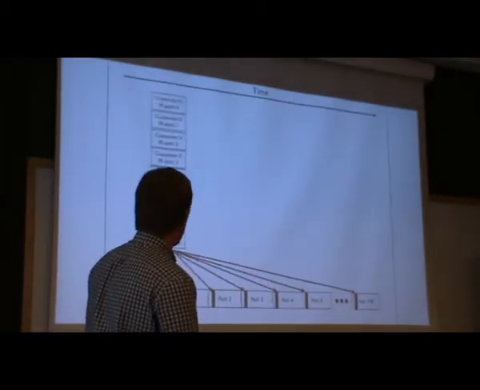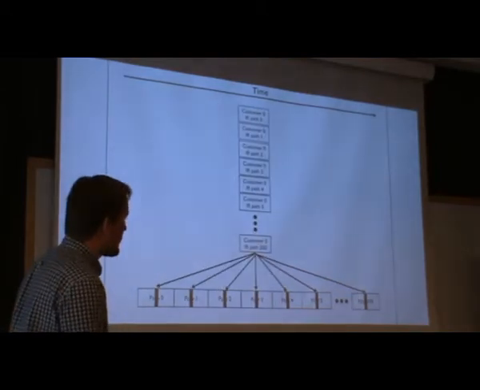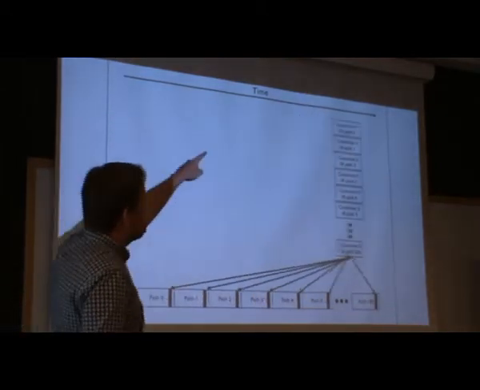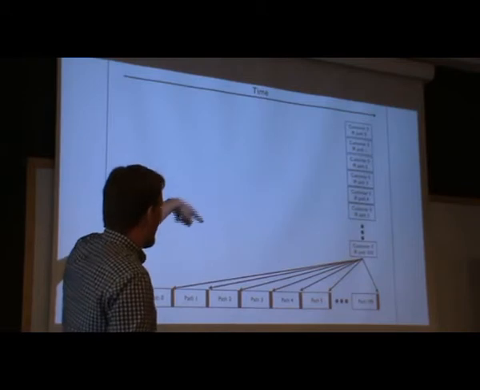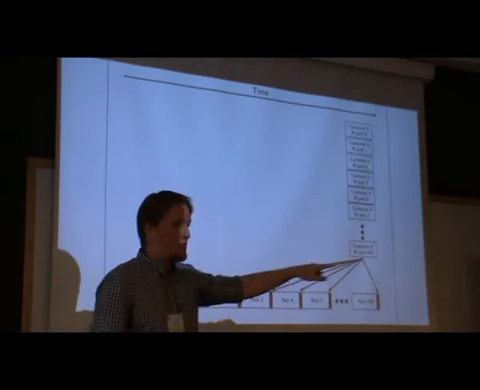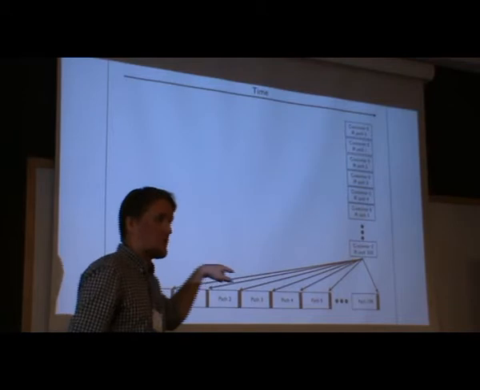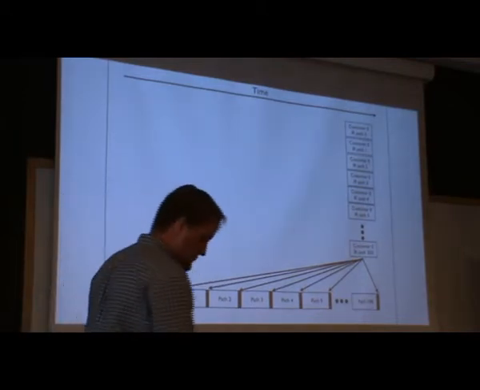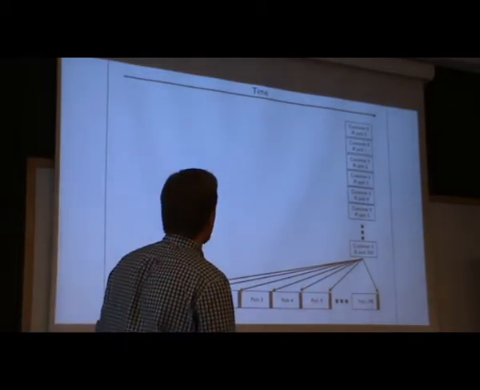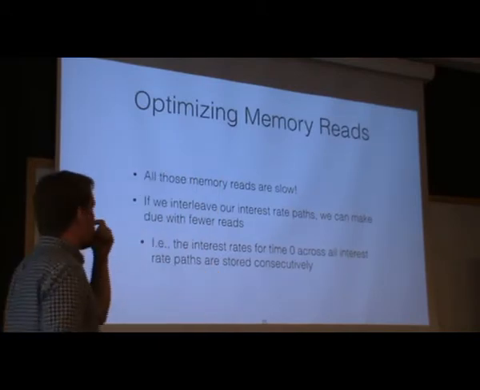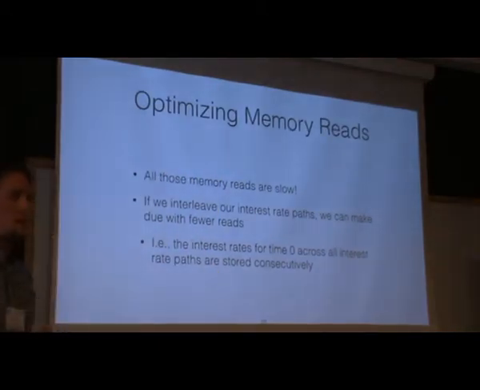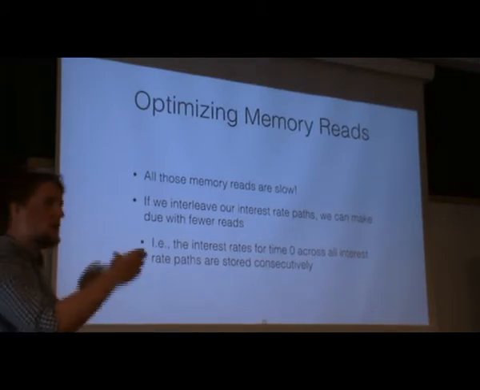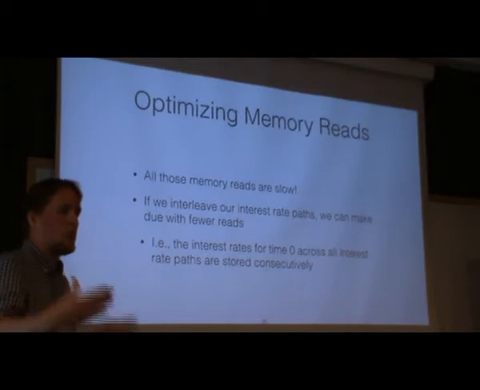So the execution looks something like this. And you might already be able to see the problem, because it's the same customer but different interest rate paths. We have to read a lot of different places in memory, and this turns out to be slow. So what we did here was we interleaved interest rate paths so that the interest rates for time 0 across all the interest rate paths are stored consecutively. So first we have all the interest rates for time 0, then all the interest rates for time 1, and so on.